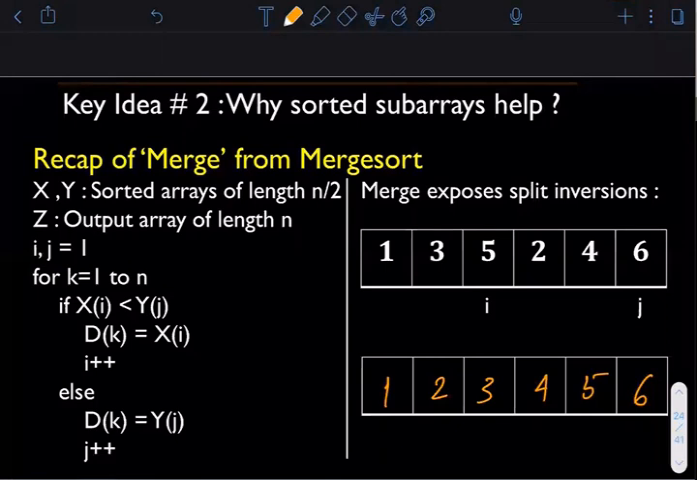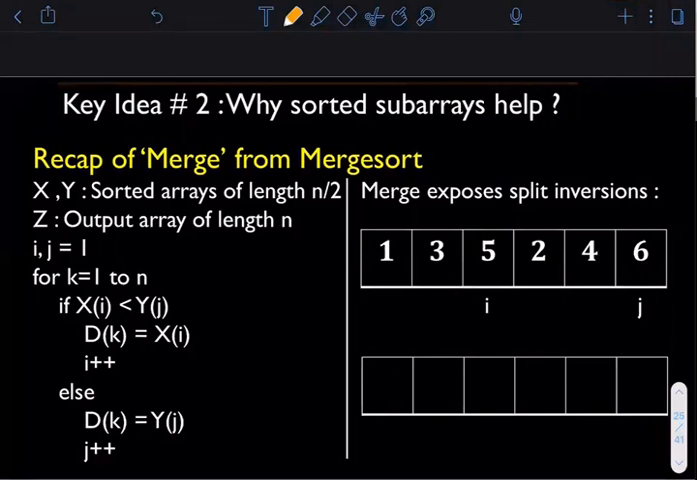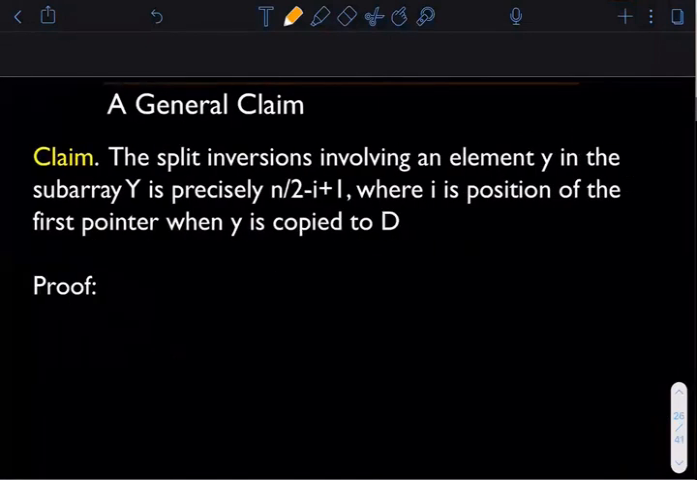Okay, but this is just an example. But remember, we are trying to design an algorithm. Okay, so I think I have finished this. We are trying to design a general algorithm. So in general, what could be the claim that I want to make? All the split inversions are not exposed. So Siddharth, why do you say that all the split inversions are not exposed?